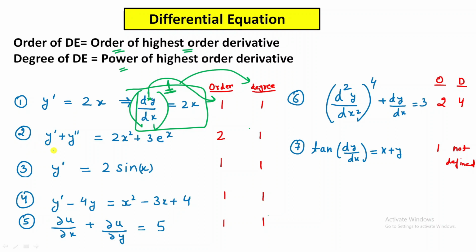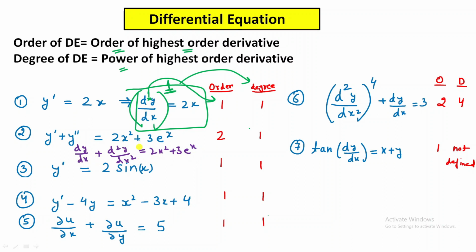Let's say we have y dash plus y double dash equal to this. Now this equation can be written like this: the first order derivative dy upon dx plus the second order derivative d square y upon dx square, and this equal to 2x square plus 3x.